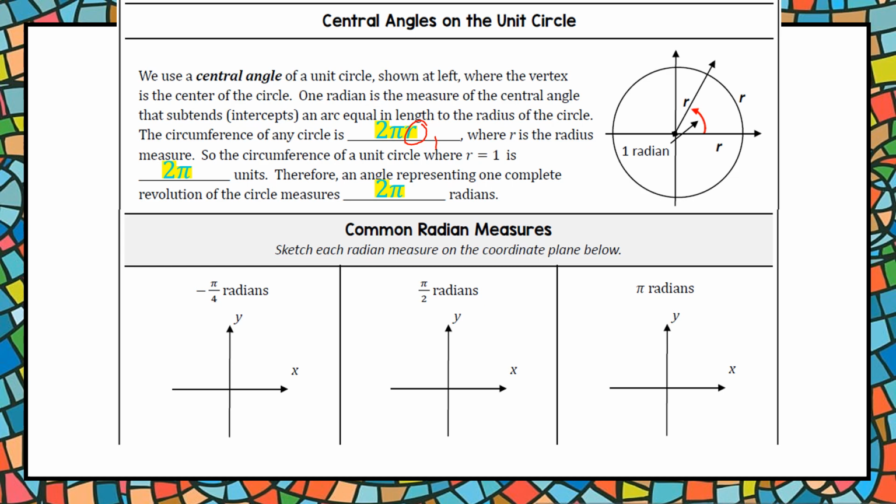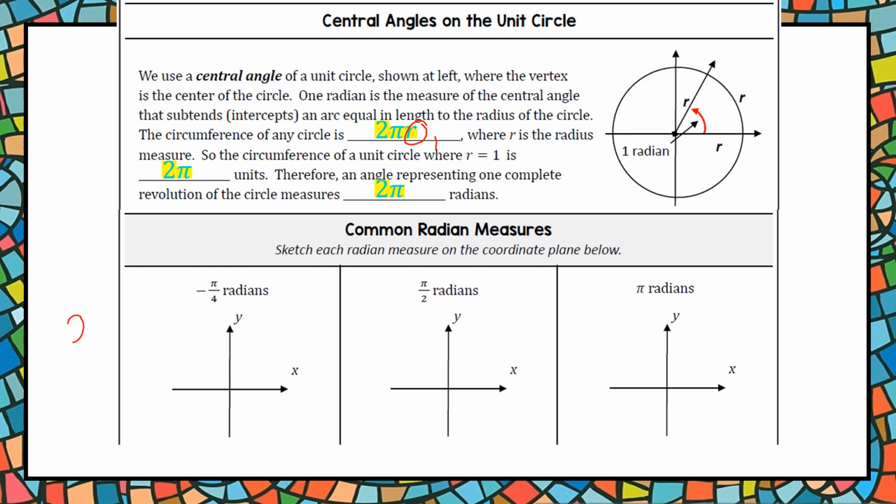With all of that in mind, let's look at some common radian measures. You probably know some of the common degree measures of angles, like 90-degree angles and 180-degree angles, that show up a lot or have significance. So let's talk about some of the common radian measures. Here's a few of them. The first one is negative pi over 4 radians, keeping in mind that 1 full revolution is going to be 2 pi.